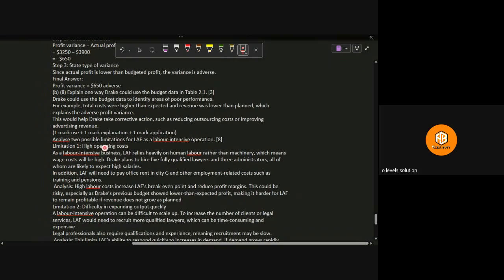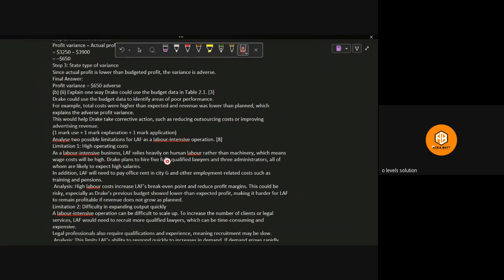Then we have the next question: analyze two possible limitations of LAF as a labor intensive operation. First of all, you need to write a definition of labor intensive operations. The first limitation is high operating cost, because of course when there is a labor intensive business, they have to pay higher salaries, because the lawyers are fully qualified. As a labor intensive business, LAF relies heavily on human labor rather than machinery, which means that wage costs will be high.